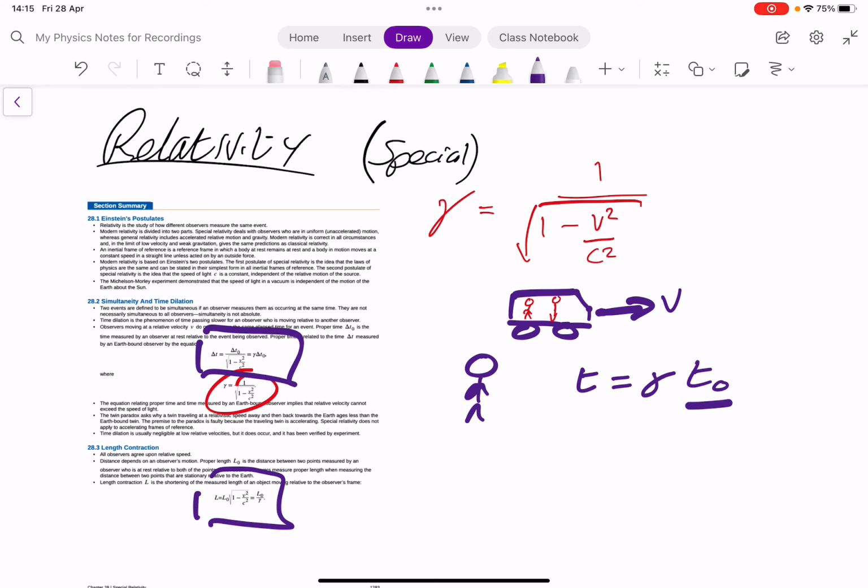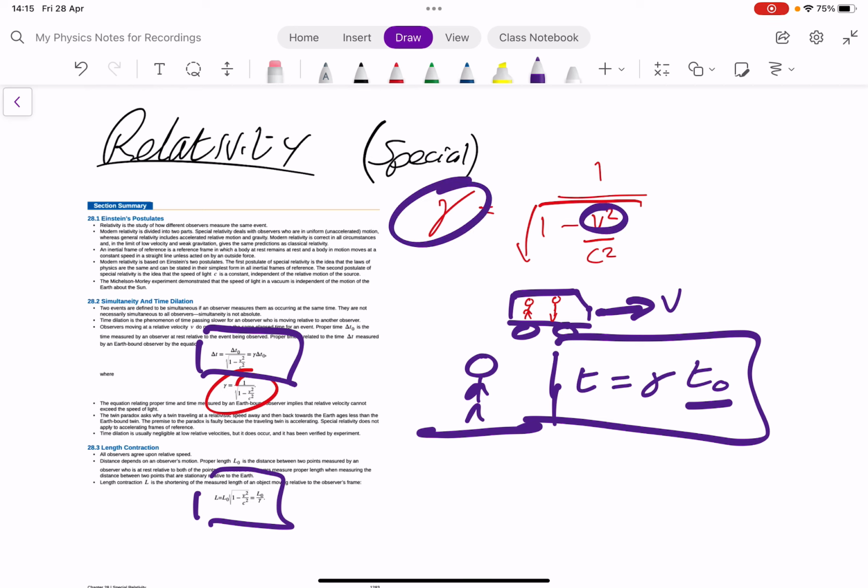The purple person, the person standing on the platform out here, sees the train moving, sees the ball fall, and sees it take a different amount of time to hit the floor, as given by this equation here. The greater the velocity, the greater the value of gamma, so the longer they will see that happen. In other words, they see the ball fall in slow motion.